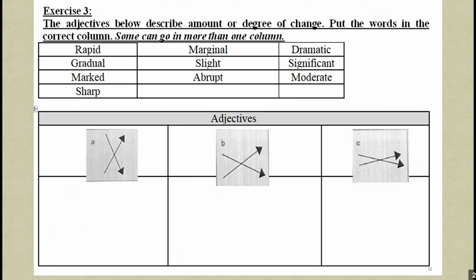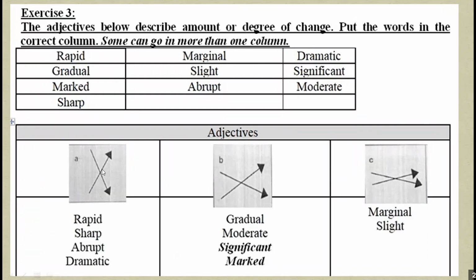Now I'm going to show you the answers. Here in this situation: rapid, sharp, abrupt, dramatic. Gradual and moderate are supposed to go here. Gradual and moderate. You may decide to put significant and marked there, but in my opinion, honestly, they belong here because they don't really indicate a sharp change. If something is significant or marked, it's like a moderate change. And here we have marginal and slight.